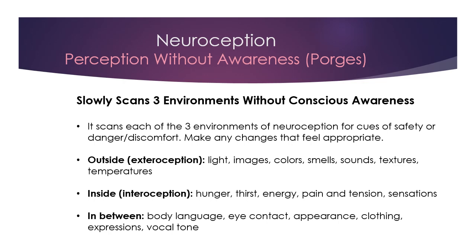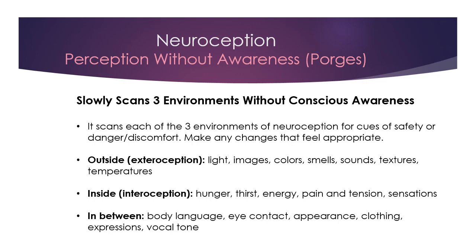Neuroception. The principle of neuroception is that our nervous system is automatically scanning the environment for cues of danger below our awareness. It listens from the inside of our body, outside in our environment, and between the interactions of two people. Neuroception determines what state we are in depending on our environment. So basically, it slowly scans the three environments without our conscious awareness, scans each of the three environments for cues of safety or danger or discomfort, and makes any changes that it feels appropriate.